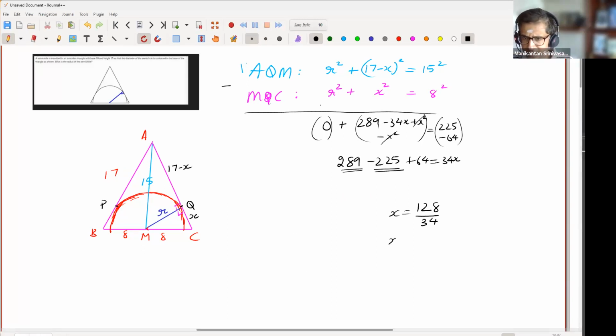Okay, let's go with this and see. So this is x equal to 128 by 34, which is 64 by 17. Okay, but the question is not to find x.